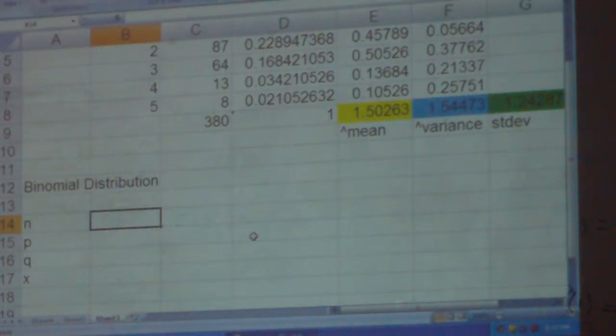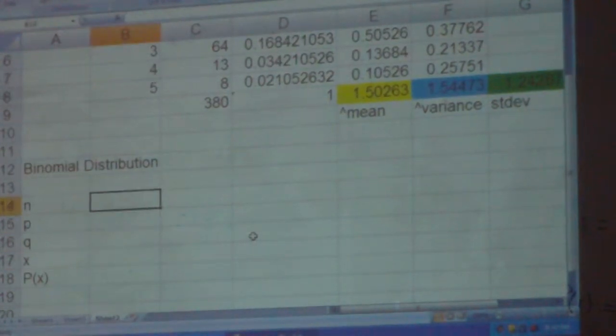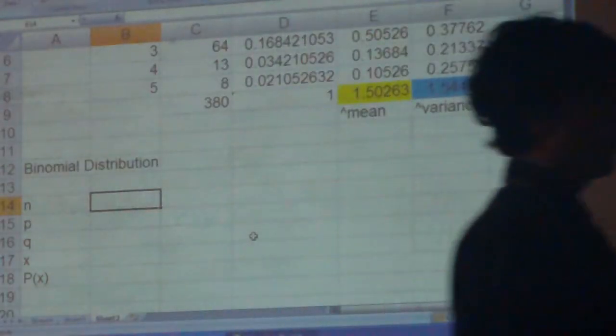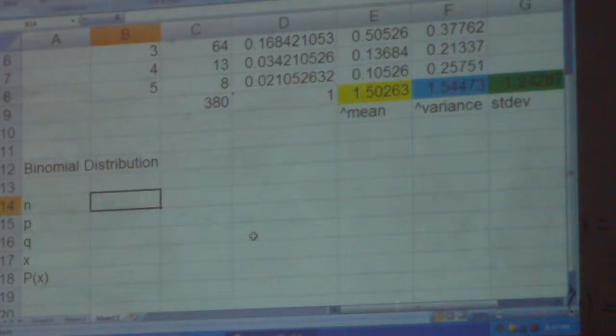Right? So N is the number of trials, P is the probability of success, Q is the probability of failure, and X is how many successes you're interested in looking at. And then of course we can look at the probability of getting X successes. So we need a problem. Let's do one of these examples and see how we can do this on Excel.